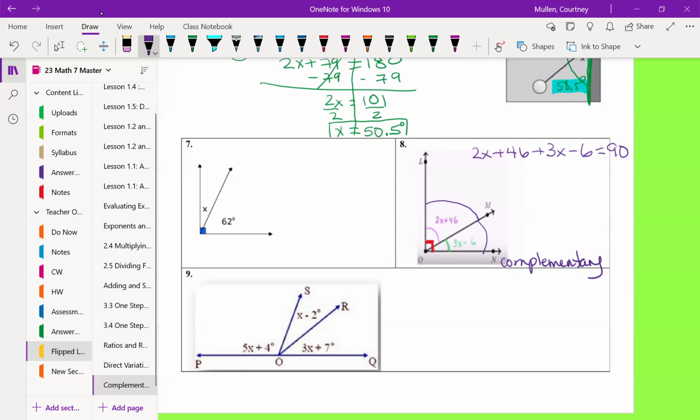Go ahead and solve this equation for x and see if you can figure out what the measure of angle LOM is and what the measure of angle MON is.